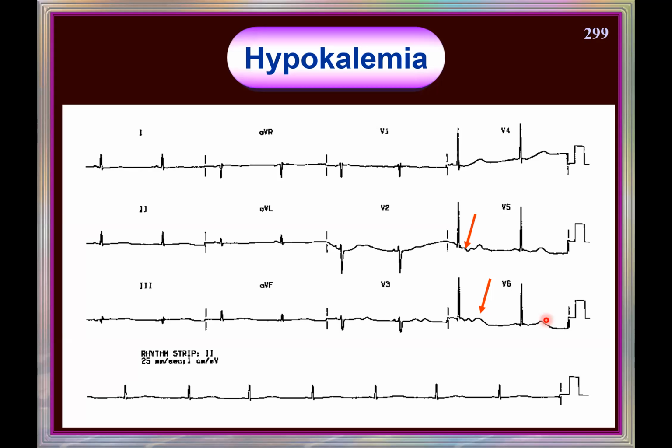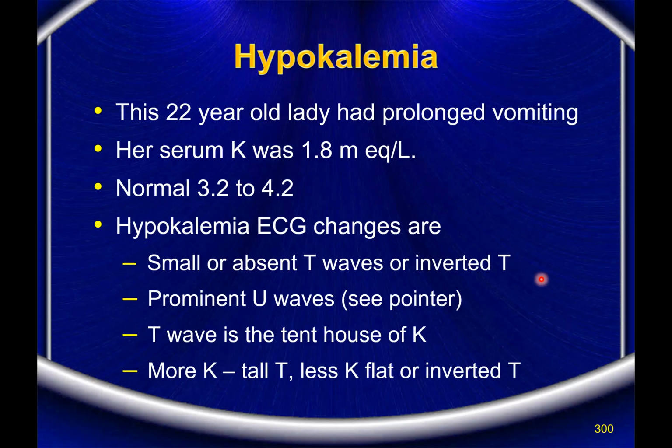Hypokalemia. The T waves are inverted and U waves appear. This is a U wave, the appearance of the U wave after the T wave. U waves are positive waves occurring after the T waves. Normally not seen, in hypokalemia you see them. And the heart rate is usually on the lower side.